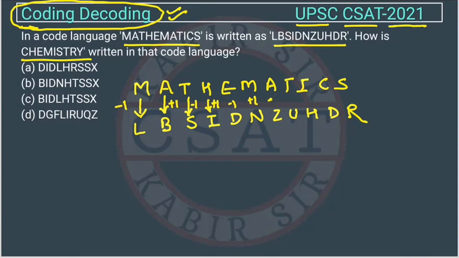This is -1: A is converted into Z. And here +1 again, and I is converted into H. So this is -1 again. C is converted into D, so this is +1 again, and the last one is -1. So you can see what is happening. They are alternately writing one letter before it and one letter after it. So the same concept we will apply in chemistry, right?